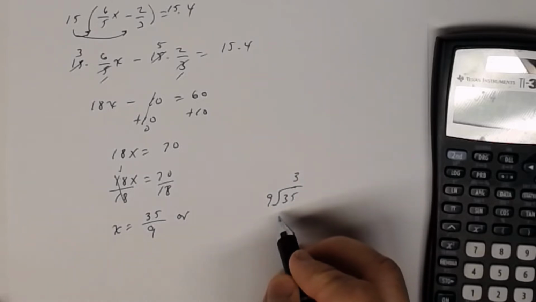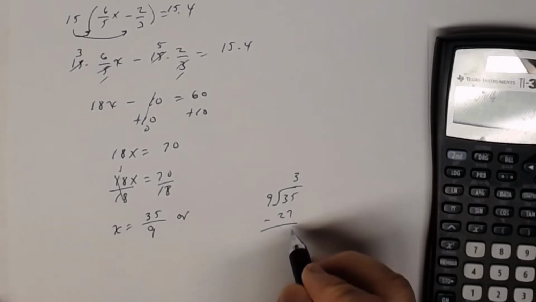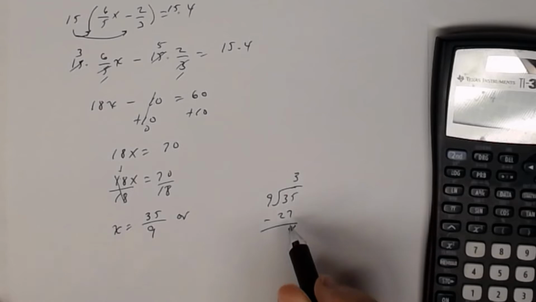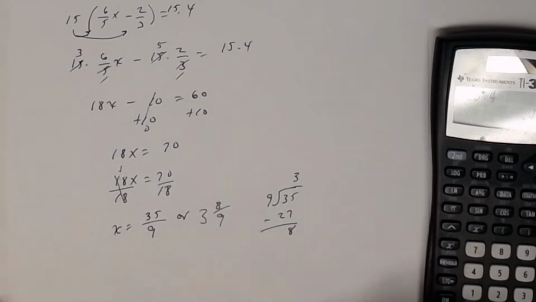So 3 times 9 is 27. Subtract 35 minus 27 is going to be 8. So I get 3 and 8 ninths. So 3 and 8 ninths. All right. Okay, so that was number 1.